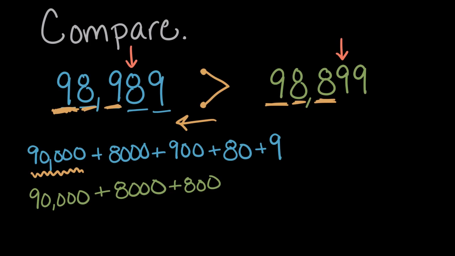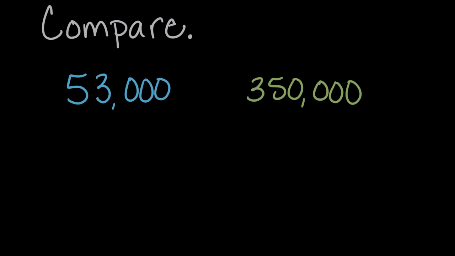So we compare until we find the greatest place value that's different, and then whichever of those has a greater number in that place value is the greater number. Let's try one more. So here we're comparing 53,000 and 350,000. At a quick glance, you might be thinking, okay, first number 5, second number 3, the highest place value is bigger here, it's a 5. But that's not quite enough.